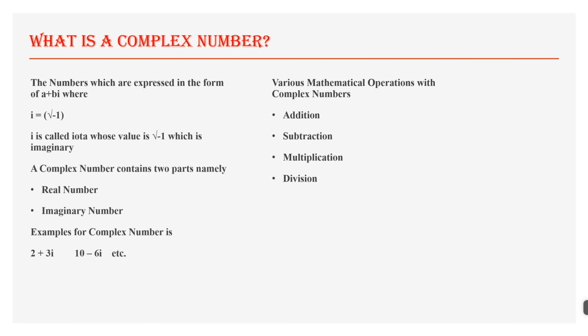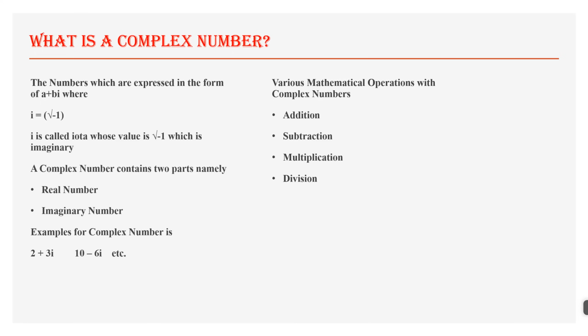A couple of examples to give for complex number is 2 plus 3i, where 2 is a real number and 3i is an imaginary number. Similarly, 10 minus 6i, 10 is a real number and minus 6 is considered to be an imaginary number. So like this we can give you a number of examples for a complex number.